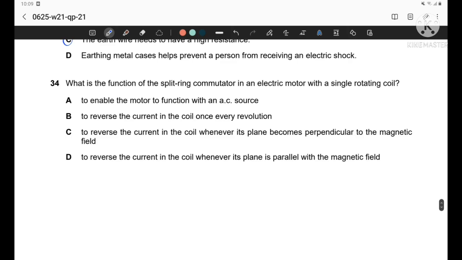Question 34. What is the function of the split ring commutator in an electric motor with a single rotating coil? The function is to reverse the current in the coil whenever its plane becomes perpendicular to the magnetic field. Therefore, the correct answer is option C.